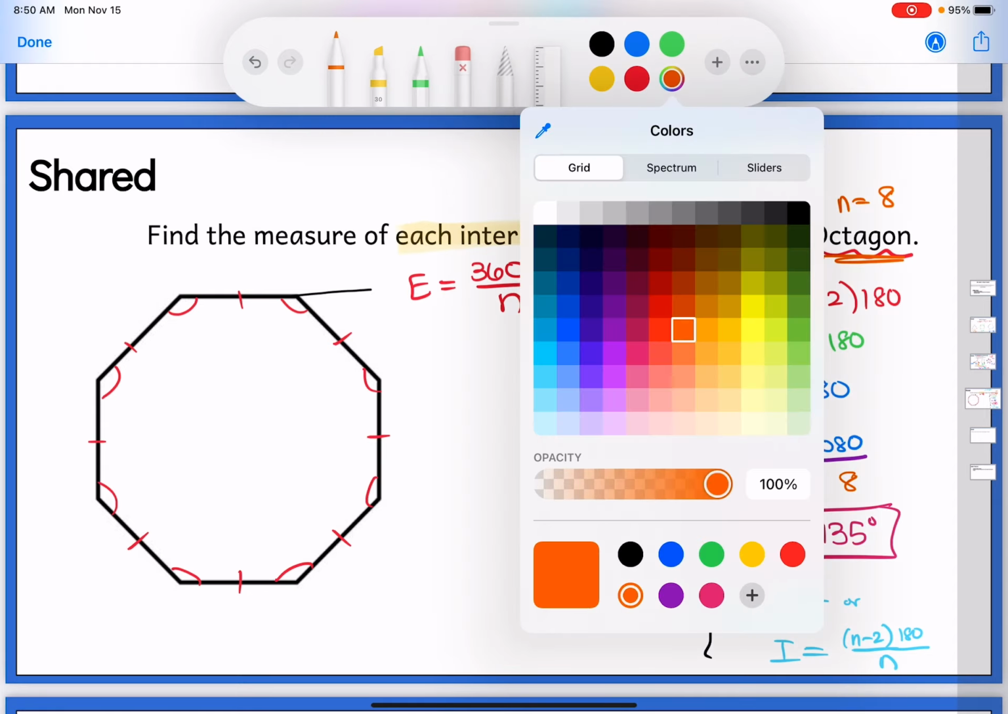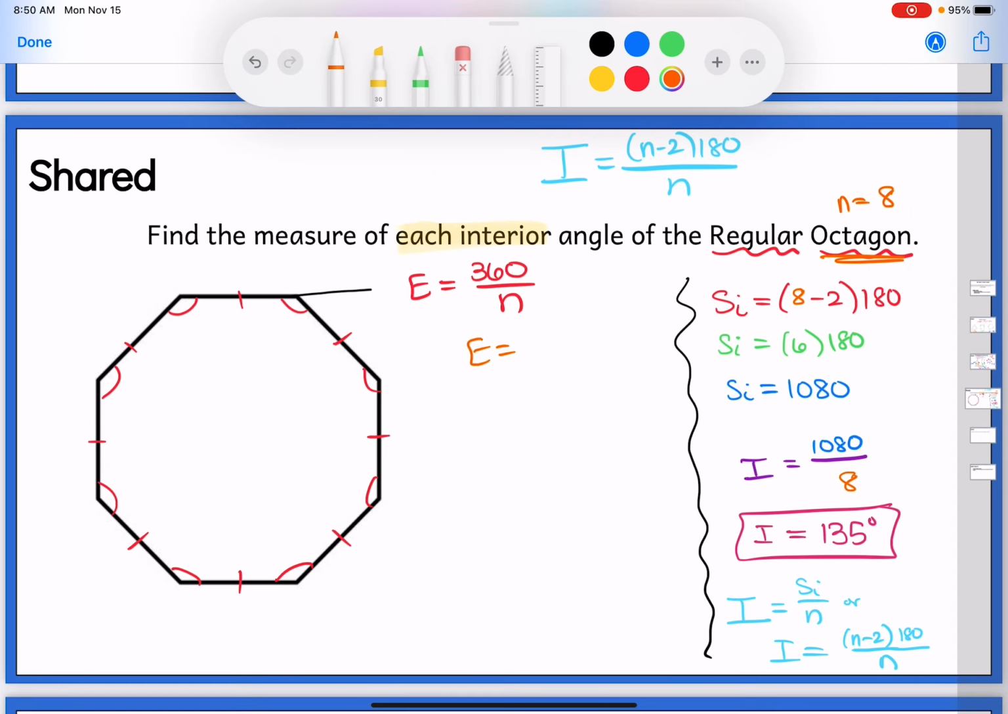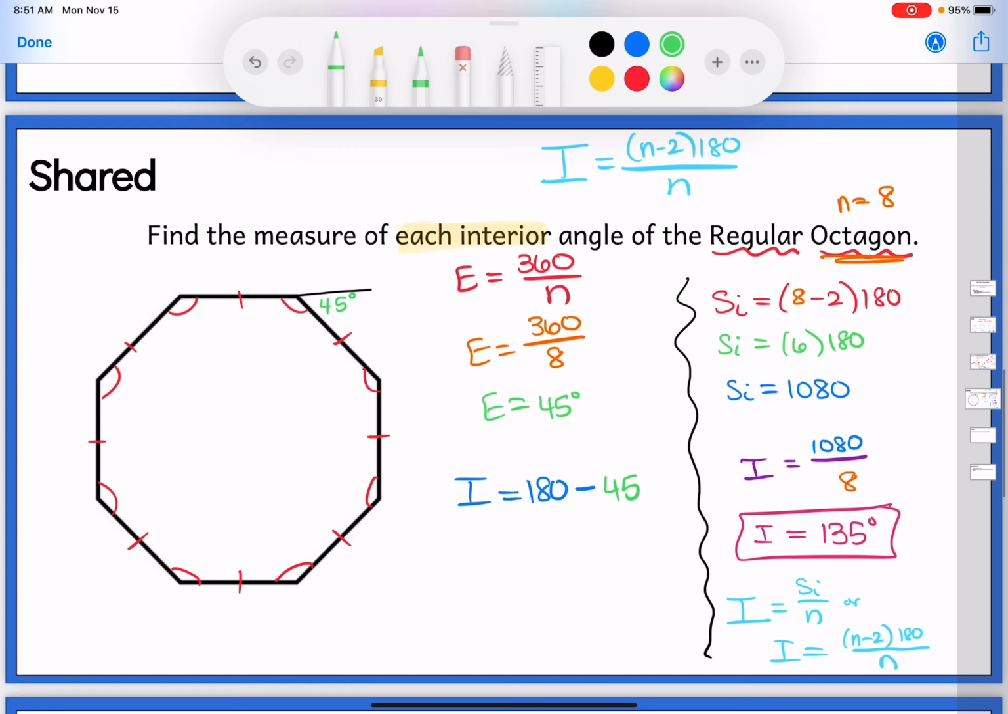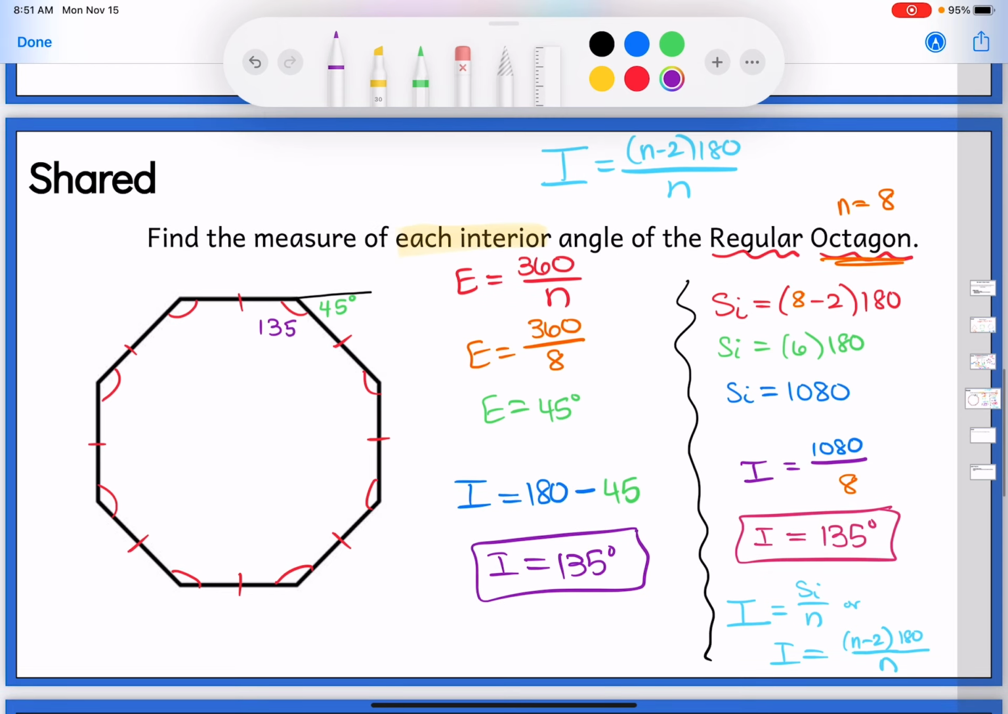So that means that I could do E equals 360 divided by 8. 360 divided by 8 equals 45 degrees. So that means that I know an exterior angle is 45 degrees, which means that to find the interior angle, all I have to do is subtract from 180. So 180 minus 45, right? So that would give me 135 degrees, exactly what I just found from my other method.